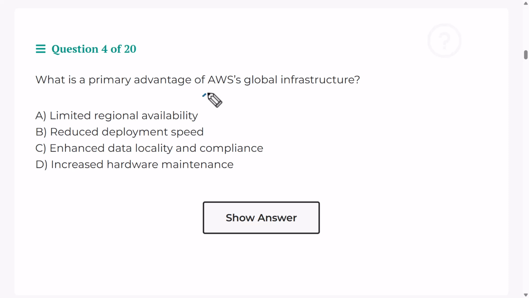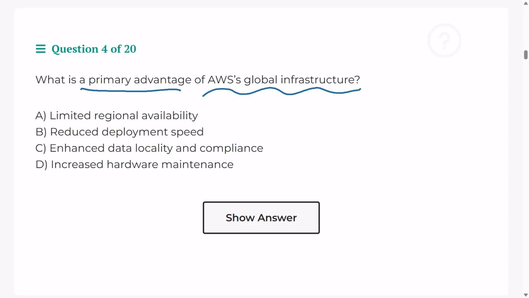By global infrastructure, AWS is describing their worldwide collection of data centers and hardware, including networking capabilities that allow you to build wherever in the world is going to be most useful for your organization and the customers that you're trying to serve. So we're looking at benefits, we're looking at advantages given to us by that architecture.